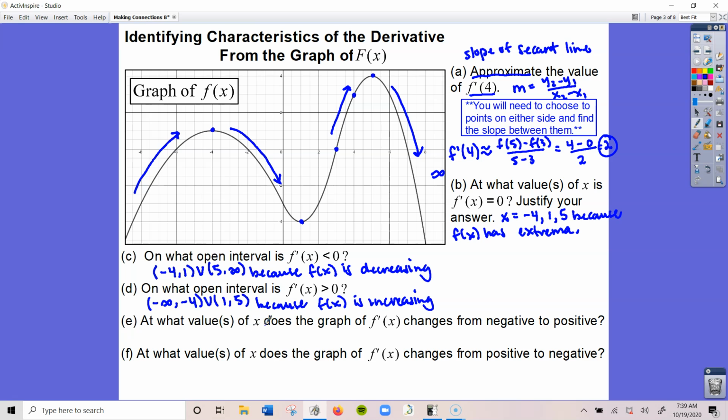Now, at what values of x does the graph of f prime of x change from negative to positive? Now, f prime of x changes from negative to positive when you have a minimum, which here is at what values of x. So these are not intervals. So we would say that x is equal to 1 because f of x has a minimum.